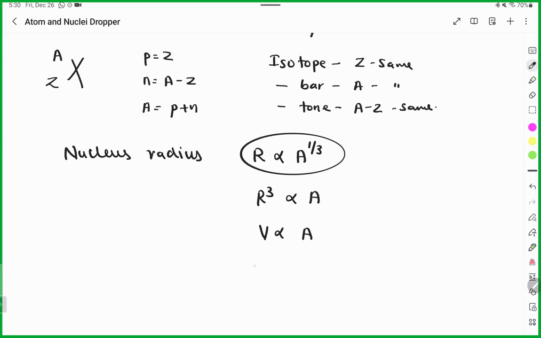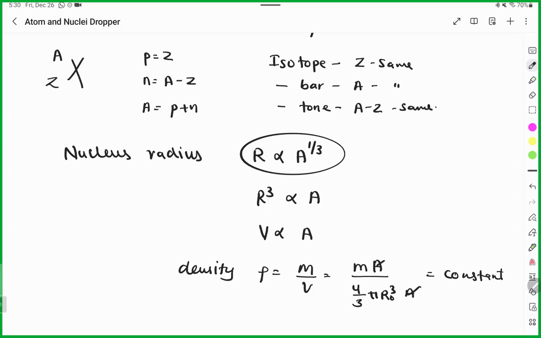But the interesting part is if you take density, then density is equal to mass by volume. Mass is equal to A times the given mass of the nucleon, and volume will be equal to 4 by 3 pi r naught cube, and A cancels. So density is constant for all the nuclei. It does not depend upon the mass. Volume depends upon the atomic mass, R depends upon the mass, but density is constant.